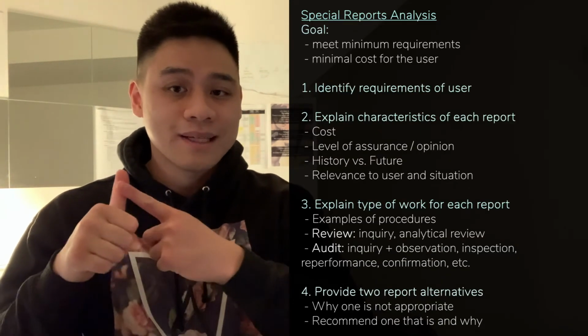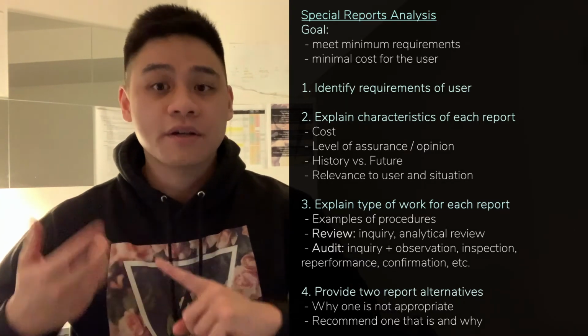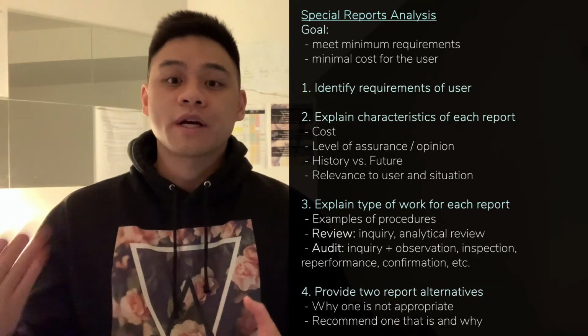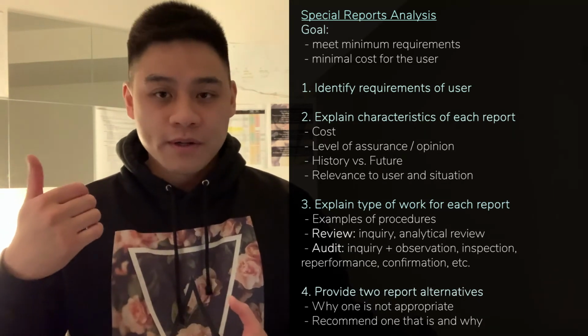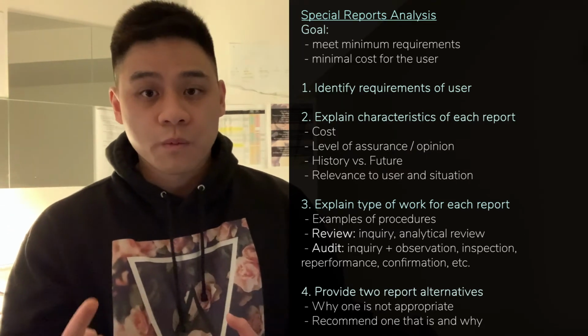Moving on, our third tip is special reports. The goal for special reports is to meet the minimum requirements and minimize the cost for the user. So for special report analyses, to achieve depth of special report discussions, you want to do 4 things. First is to identify the requirements of the user. Second is to explain characteristics for each report and why it was recommended. So for example, cost of the report, the level of assurance and opinion required.